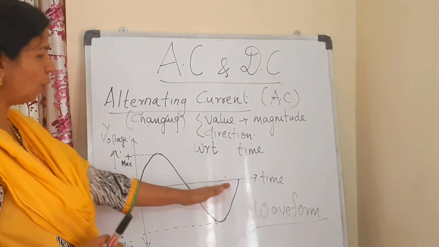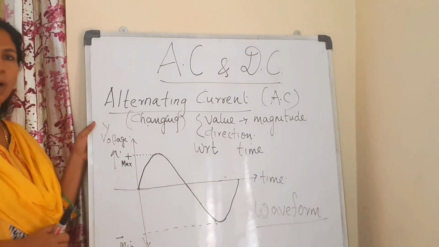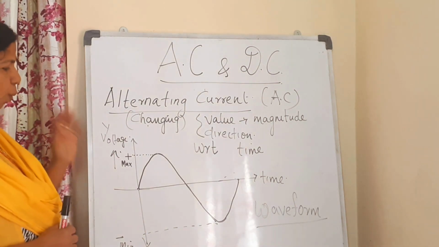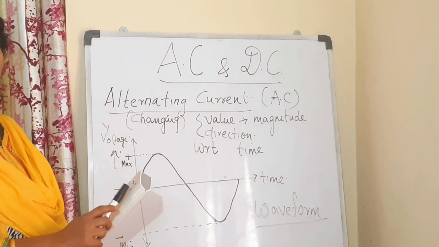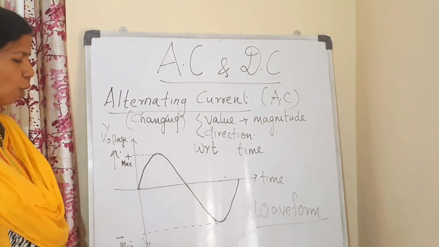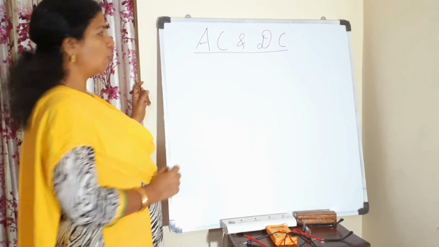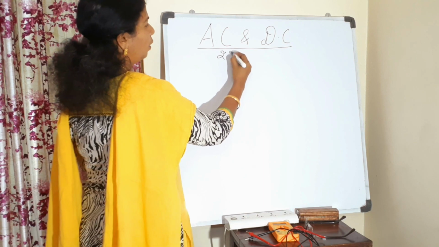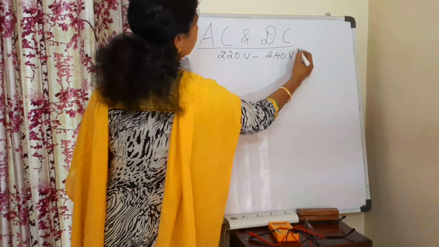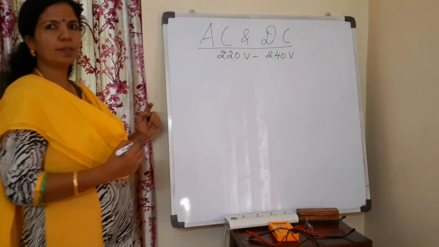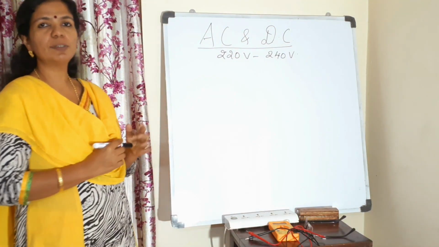So this is the waveform of AC. Is that clear to you? This is called alternating current. And now, what is the value of this AC voltage that you are getting? Do you know how much voltage you get in your house? The magnitude of AC voltage that we get in our houses ranges from 220 volts to 240 volts. This is the value of AC that we get for domestic purposes.